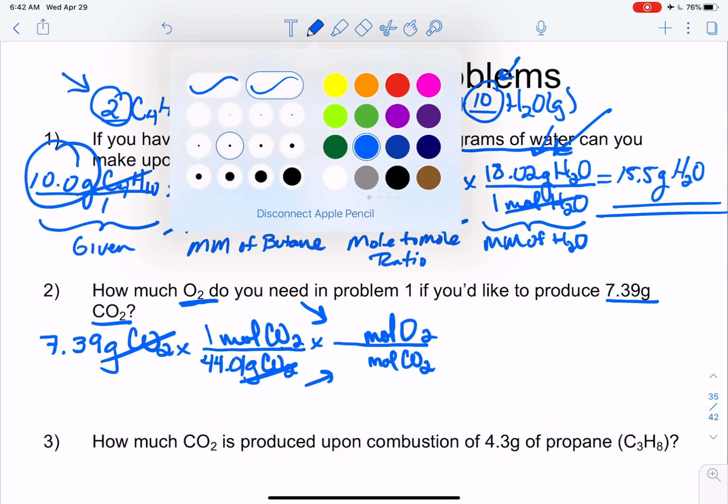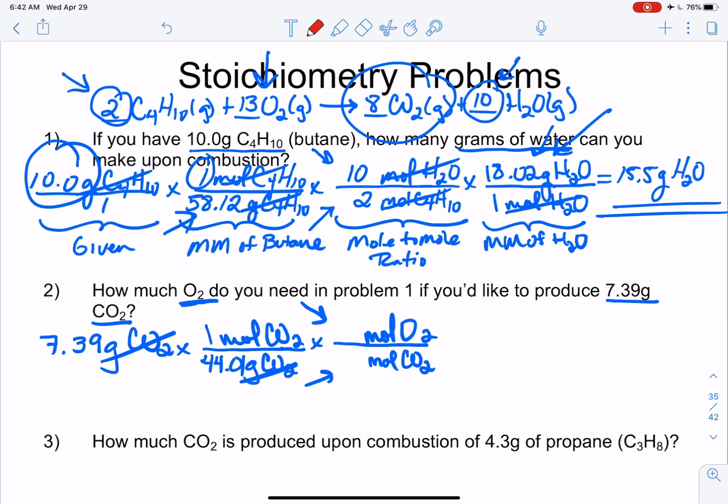And in the balanced equation, we can see that for every 13 moles of oxygen that we burn, we're going to make 8 moles of carbon dioxide. So you have 13 here and you have 8 here. Now, if the mole thing weirds you out, cover it up with your finger and read it this way. For every 13 O2s that I burn, I'm going to produce 8 CO2s. And that should make it a little simpler for you.